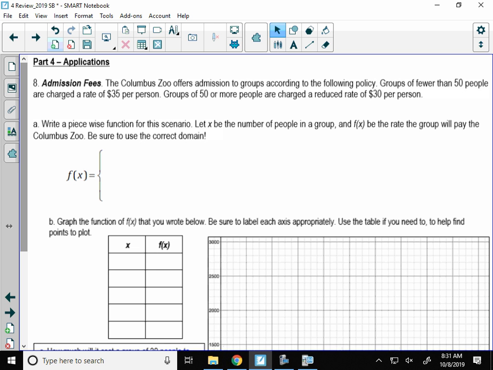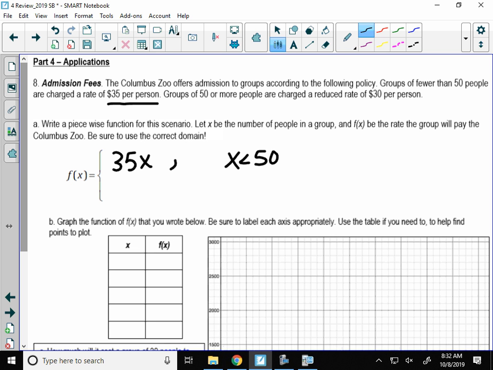So let's see. We know that for fewer than 50 people, people is the X, so that's our domain. For fewer than 50, I charge $35 per person. Well, that 35 per person, I could write as 35X. Now think about my domain. I want it to be less than 50. However, I can't have negative people. The smallest number of people that can come to the zoo is 0, so I can include 0 there. So that's the domain for the first function, from 0 up to but not including 50.